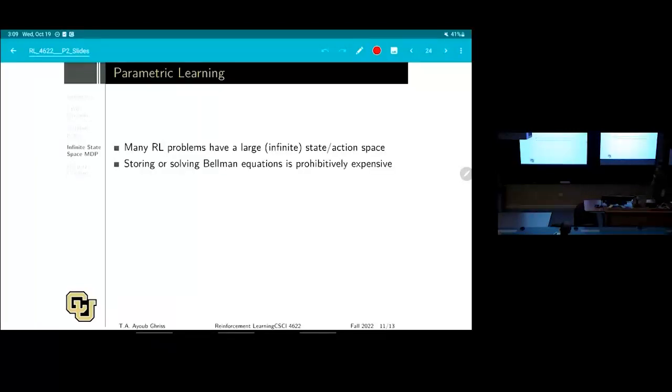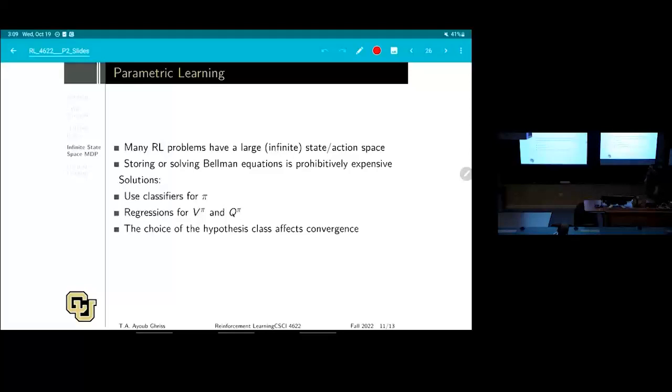The same thing applies in policy iteration. We cannot hope to solve the system because you're going to have a large number of equations in the system. So the solution here is the same thing we have done in supervised learning. We can use classifiers for the policy, and we can use regressions for V and Q. P here is going to map the state to the actions if we have a finite number of actions, and the regressions are going to map the states, or the states and actions, to the values. And the guarantees that we had before will not always hold, depending on the hypothesis class that we use.